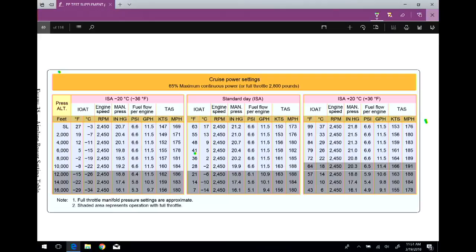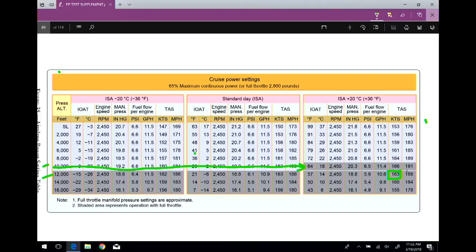Now then, what's the pressure altitude? Pressure altitude is 10,500. Do we have a 10,500 on the left? No. But we do have 10,000 and 12,000. So let's go across here and look at 10,000. The true airspeed that it shows at 10,000 feet is 166, correct? At 12,000 feet, it's 163. So our answer is going to be somewhere between 163 and 166, correct?